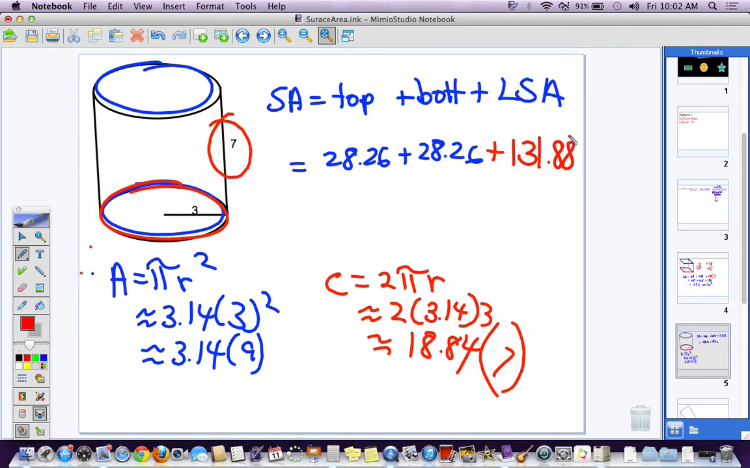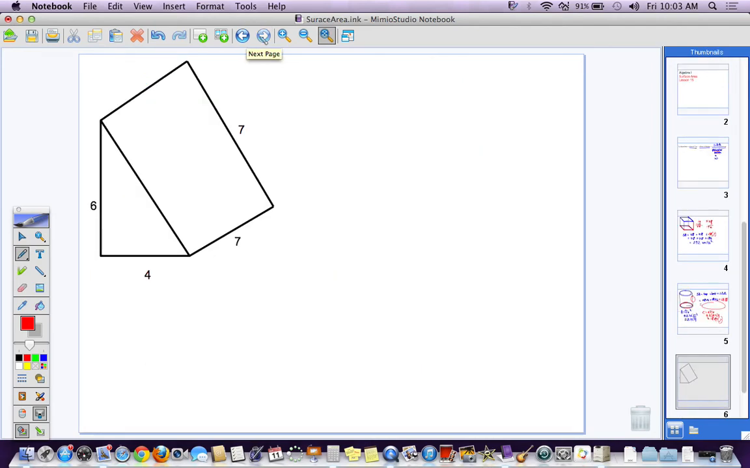Now add those up, and I'll let you do that on your own. Add the three of those up, and that would give you your total surface area, and it'd be units squared. Okay, let's take a look at one more example.